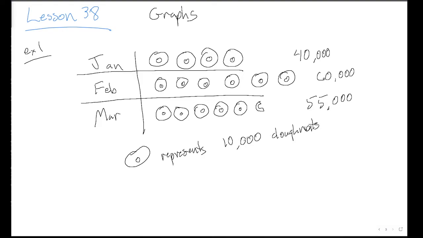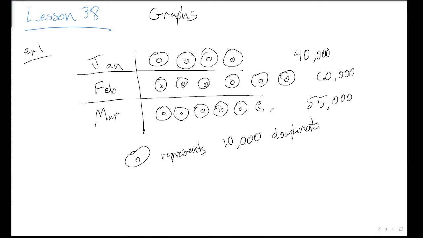So if one donut represents 10,000, then a half a donut represents 5,000. So 50,000 plus 5,000 more is 55,000. That kind of makes sense. Okay. So that's a cool looking graph. We don't really have a special name for that. It's more of like a picture graph.